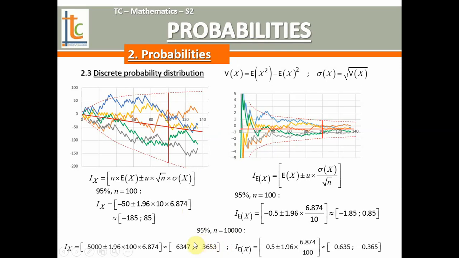95% is the probability that you, as an organizer, will win between 3,600 euros and 6,300 euros. That's a prediction of your gain as the organizer of the game. And on average, a player, each time he or she plays, will lose between 36 cents and 63 cents.